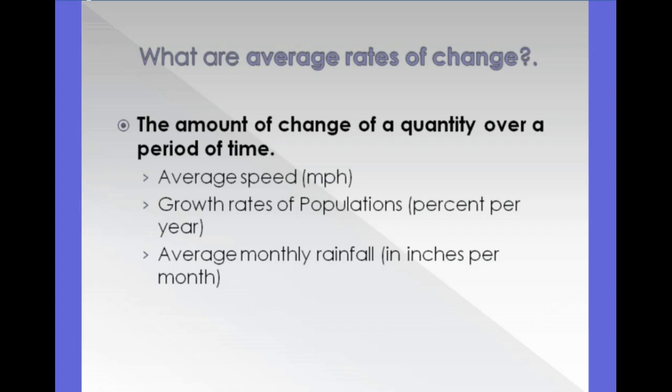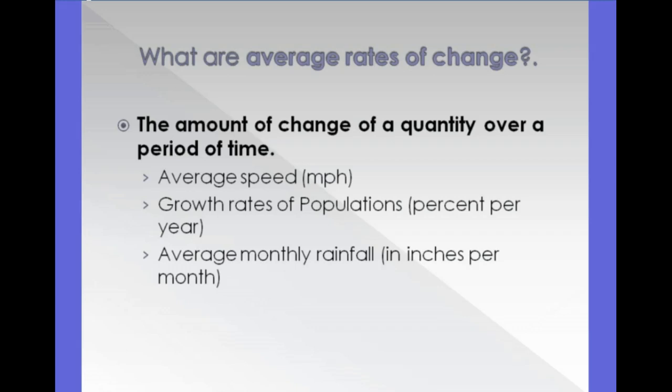We know what an average rate of change is. An average rate of change is the amount of change of a quantity over a period of time. So it's change over time. Oftentimes this is like distance equals rate times time, where you're solving for rate. So it's the change in the distance over the change in time, or average speed.